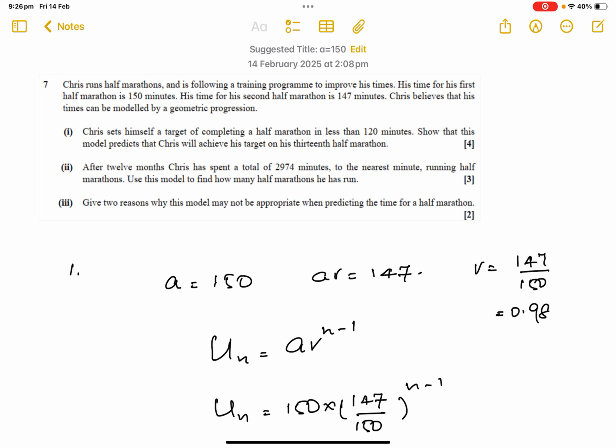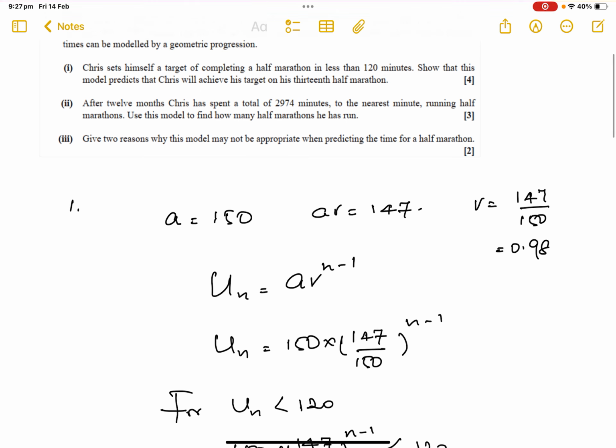GP. Chris sets himself a target of completing a half marathon in less than 120 minutes. Show that his model predicts that Chris will achieve his target on his 13th half marathon. So he will run his half marathon in less than 120 minutes after 13 marathons because of the geometric progression model. Let's do that first, and then we'll come to the second and third parts.